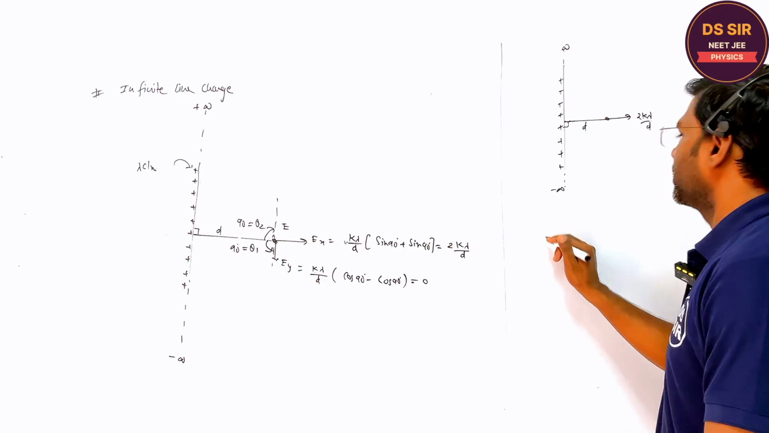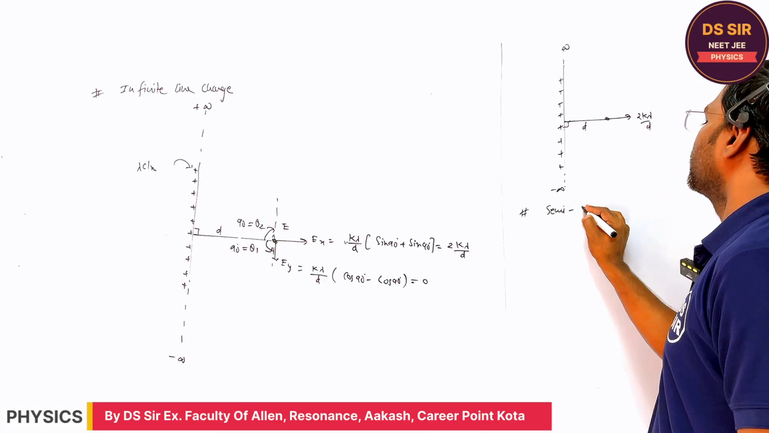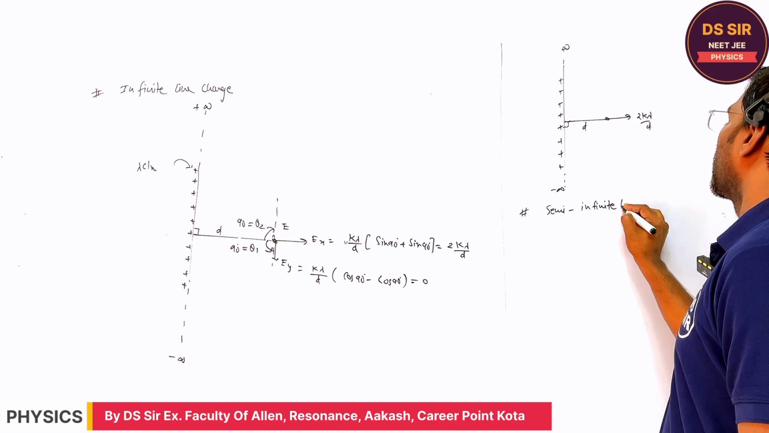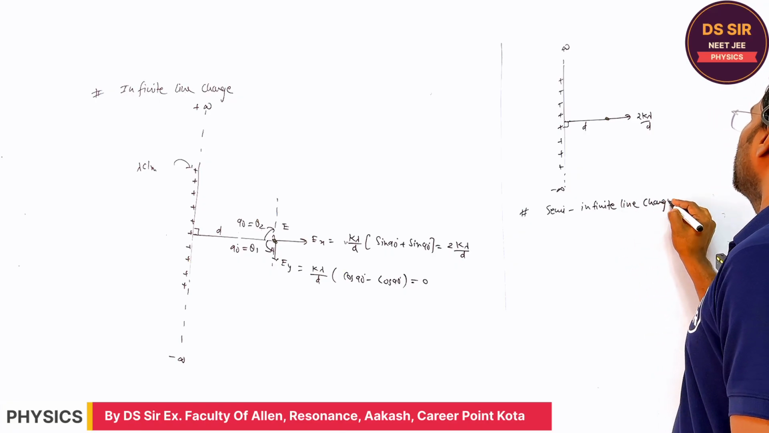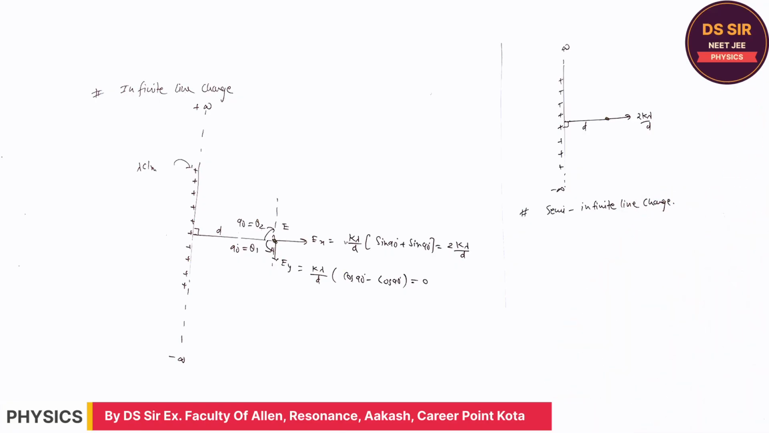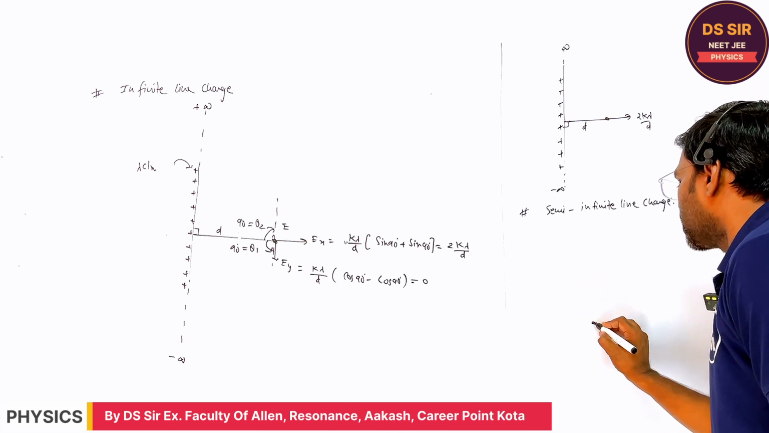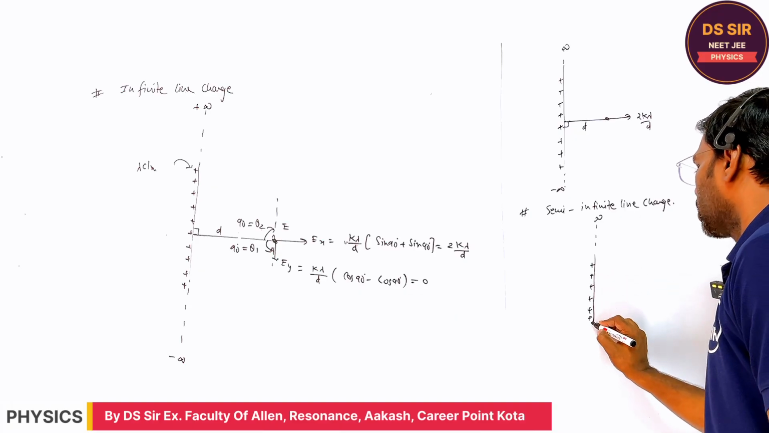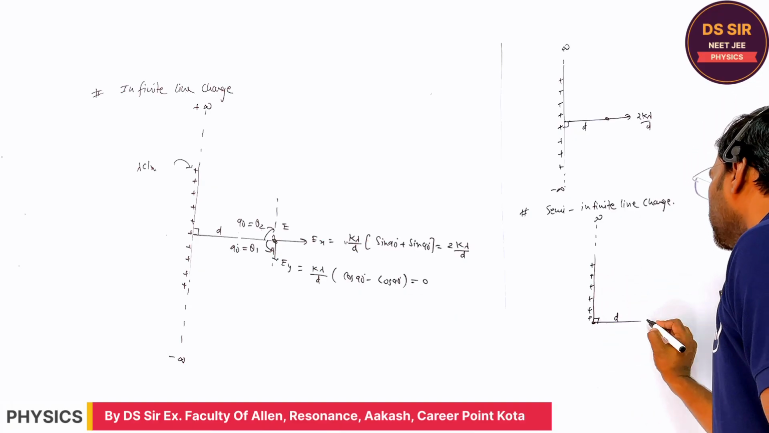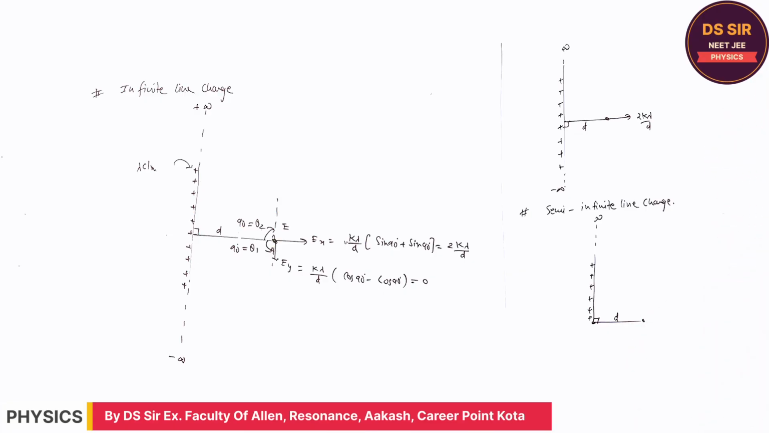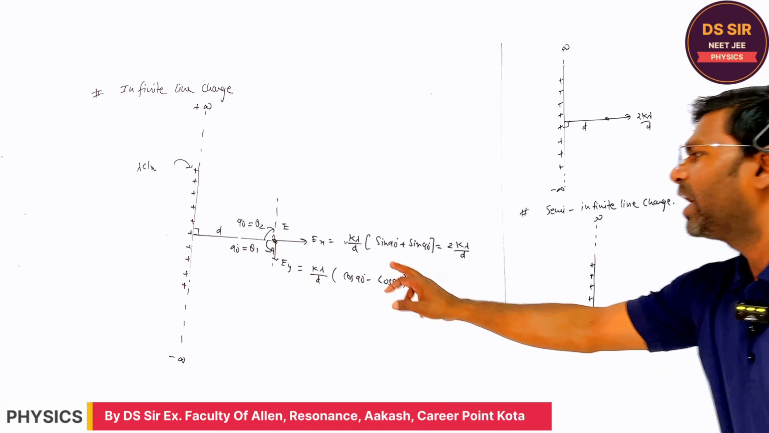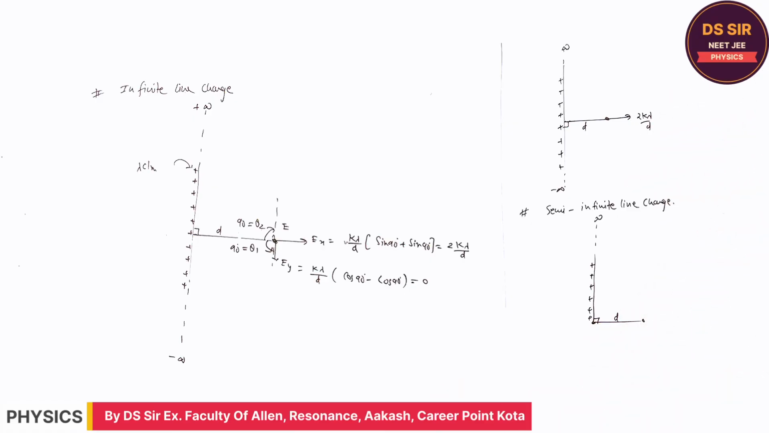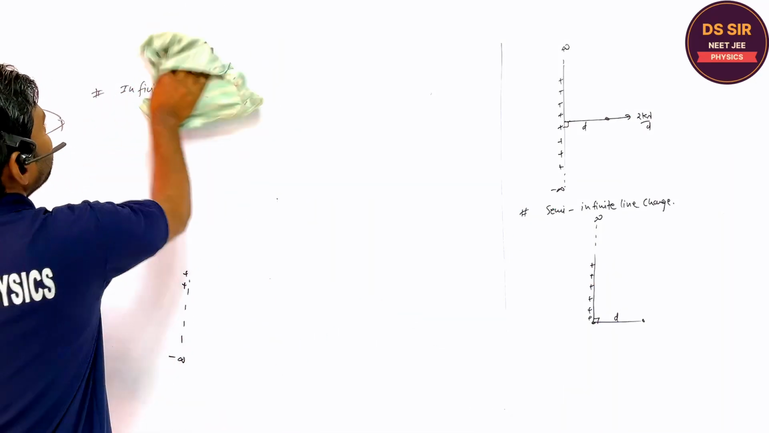If this is the infinite, what about the semi-infinite line charge? What is the meaning of semi-infinite line charge? Semi-infinite line charge means it starts from here and goes up to infinity. Is it clear or not? So at this point, at perpendicular distance d, you have to write the electrostatic field. So think about this, how to write the electric field with the help of these two formulae. Right, copy this. So let's see for this semi-infinite line charge.